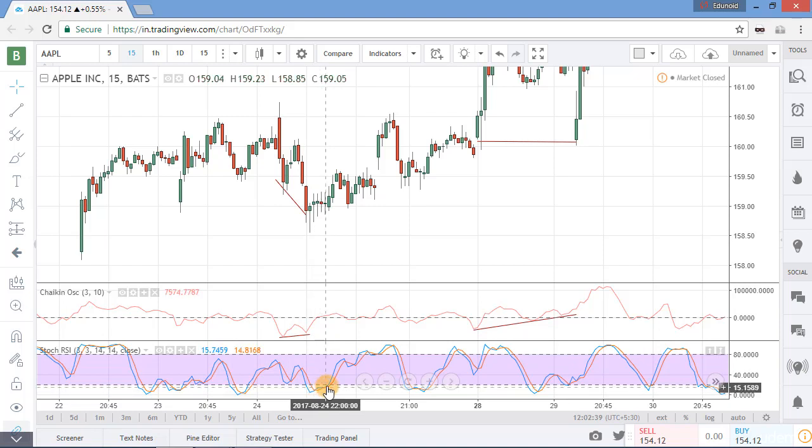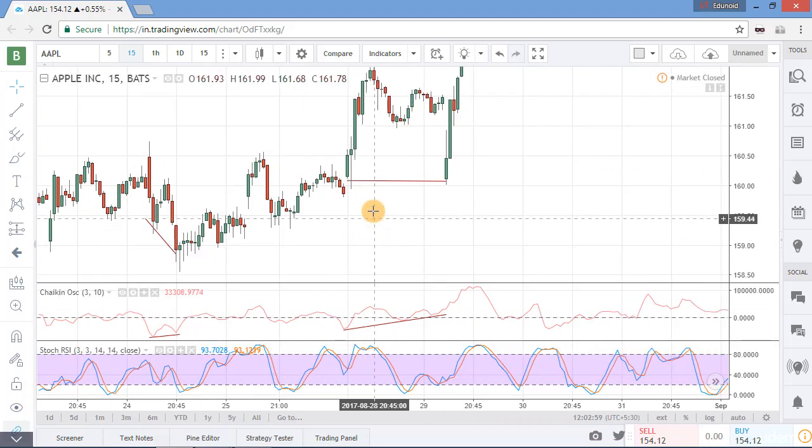We can buy here. At this point, this is the candle of our buying position and we can exit here when we get a selling signal. Now our stochastic RSI is in the overbought range and we are getting a selling signal here. So by buying here, we can exit here.